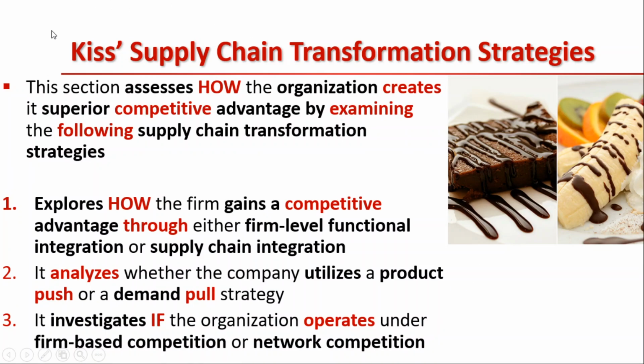So here is where you're jumping into what is called the supply chain transformation strategies. As you can see, the first section is nothing much, it's just an introduction. For the most part, that should be about 300 words, give or take, because they really just want to introduce the organization. Here is where you're talking about how the organization creates its competitive advantage utilizing the following supply chain strategies.